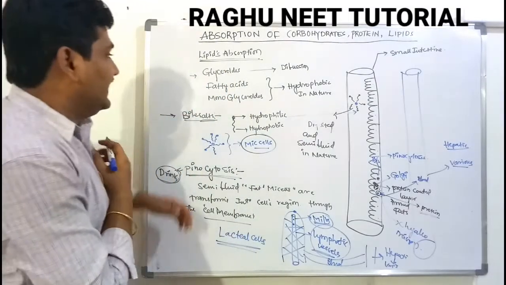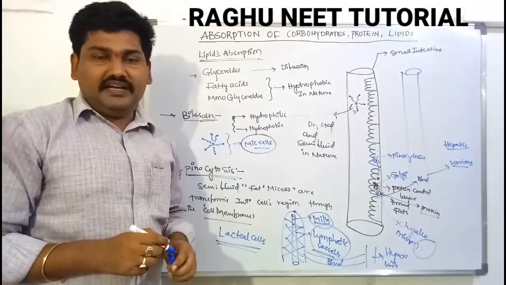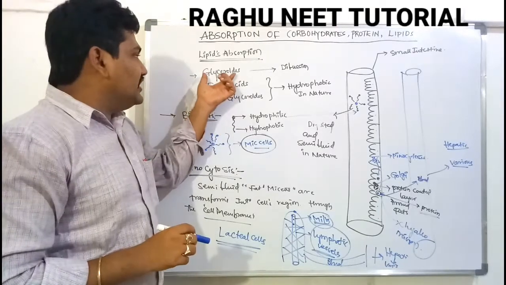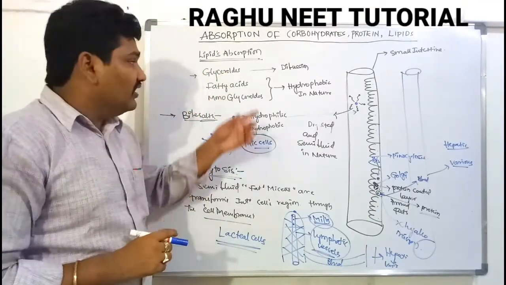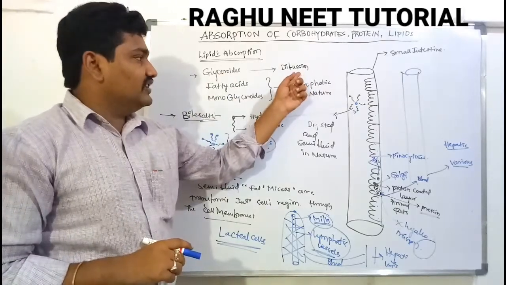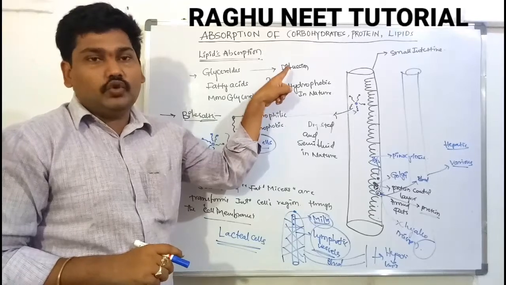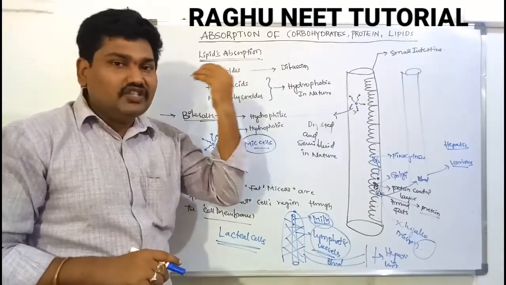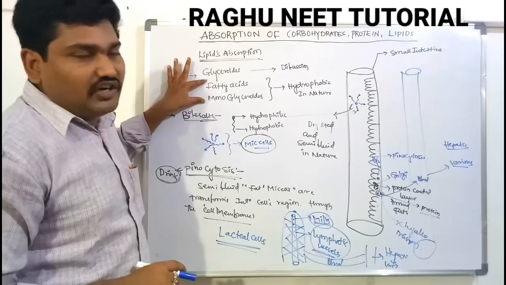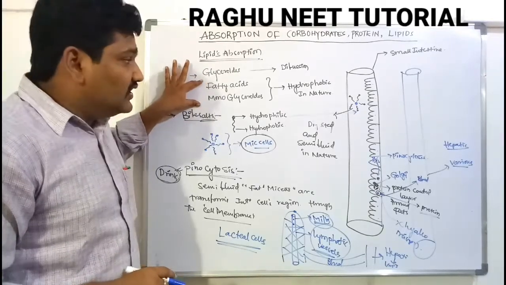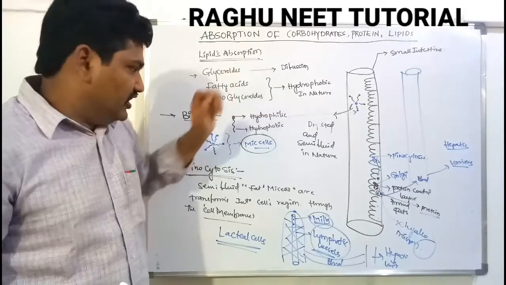Let's discuss once again. What is lipid absorption? After the digestion of the lipids, they are converted into their simplest forms known as glycerol, fatty acids, and monoglycerols. The glycerol enters the small intestine through diffusion, with no expenditure of energy. But the fatty acids and monoglycerols require expenditure of energy. These are hydrophobic in nature.